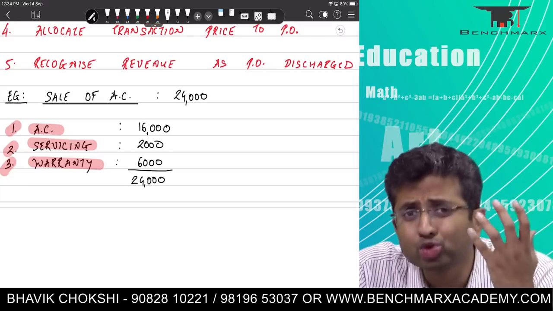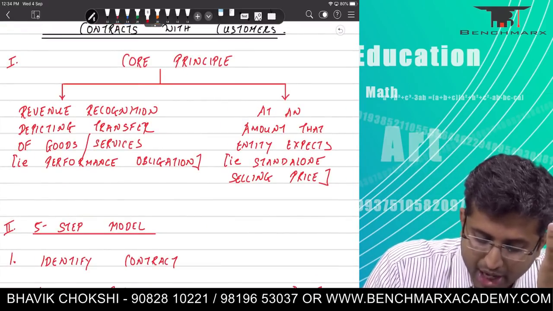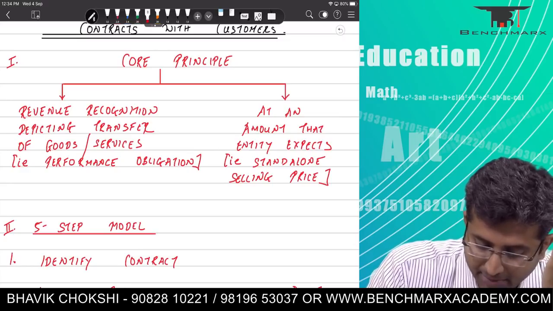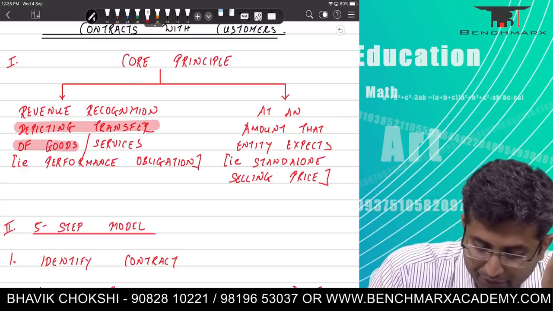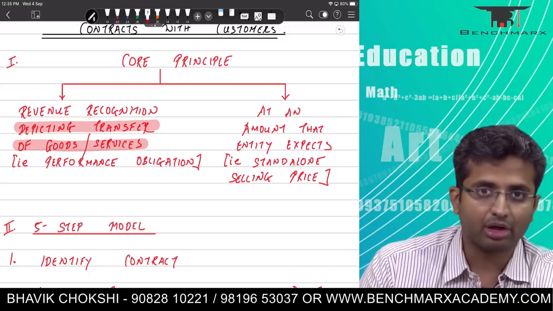In which case, how should revenue be recognized? Now that we look at the core principle, it should be recognized in a manner that depicts the transfer of goods and services. The AC is transferred immediately.